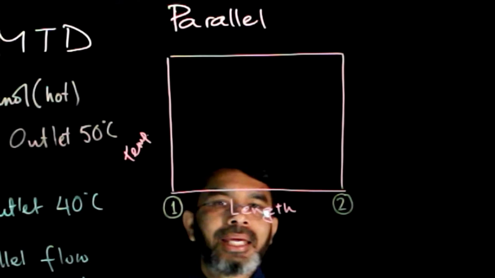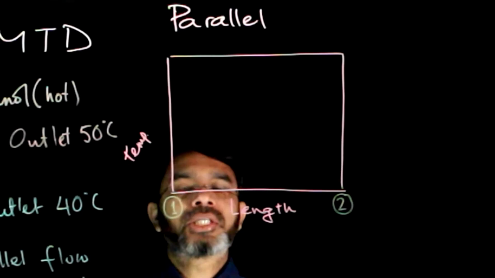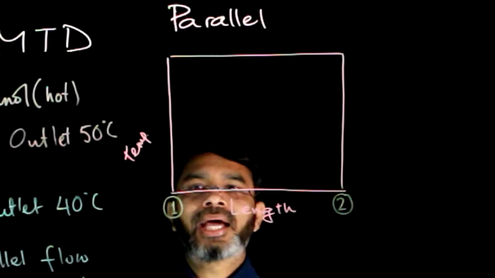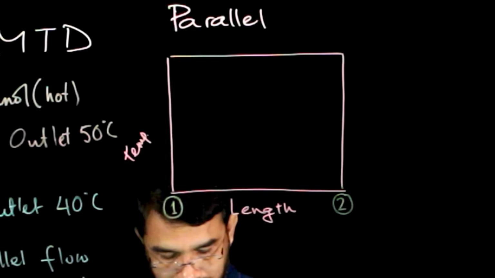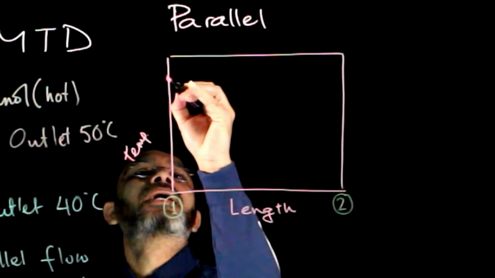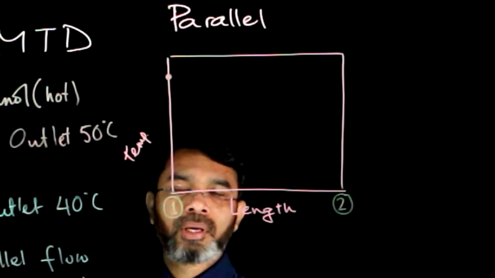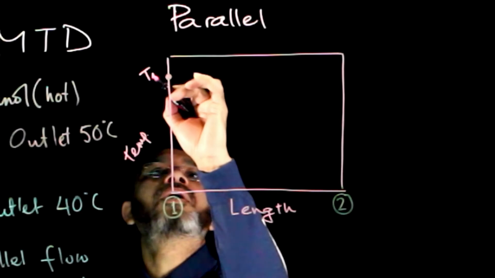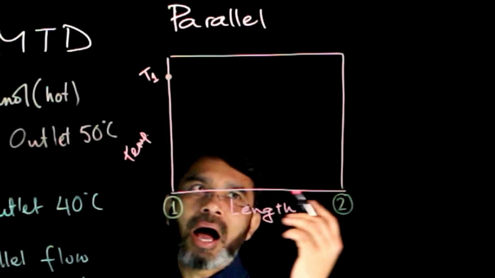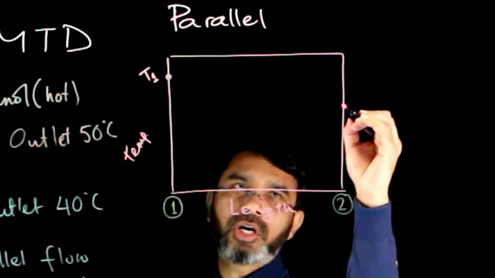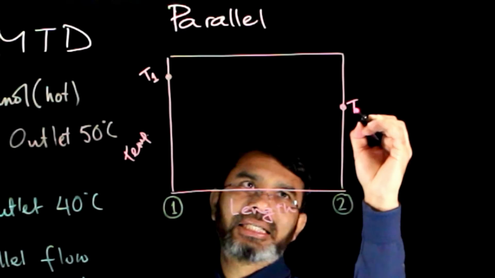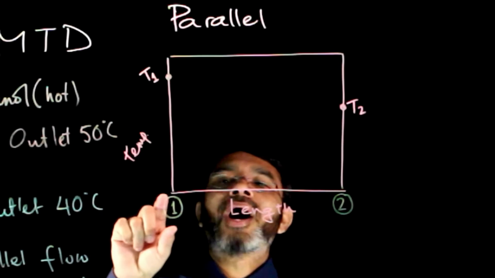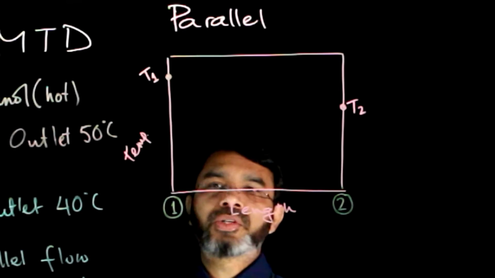Also, we'll consistently maintain the notation that the inlet for the hot stream is 1. So we'll take that the hot stream is coming in at end 1. This one is the hot stream, and this will be T1. The hot stream going out on the other end, the outlet condition for the hot stream, will be T2. Again, consistently we'll maintain the notation that 1 is the inlet for the hot stream.